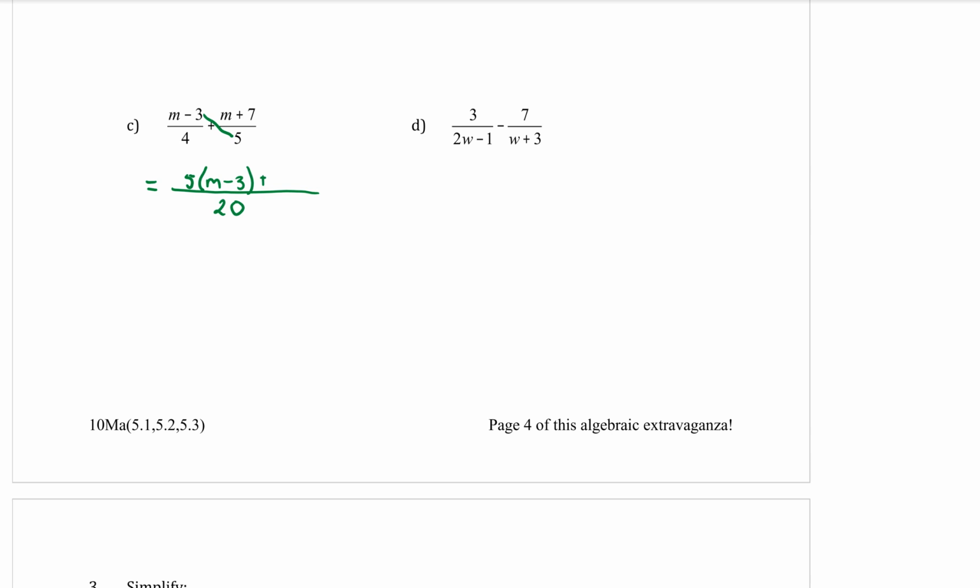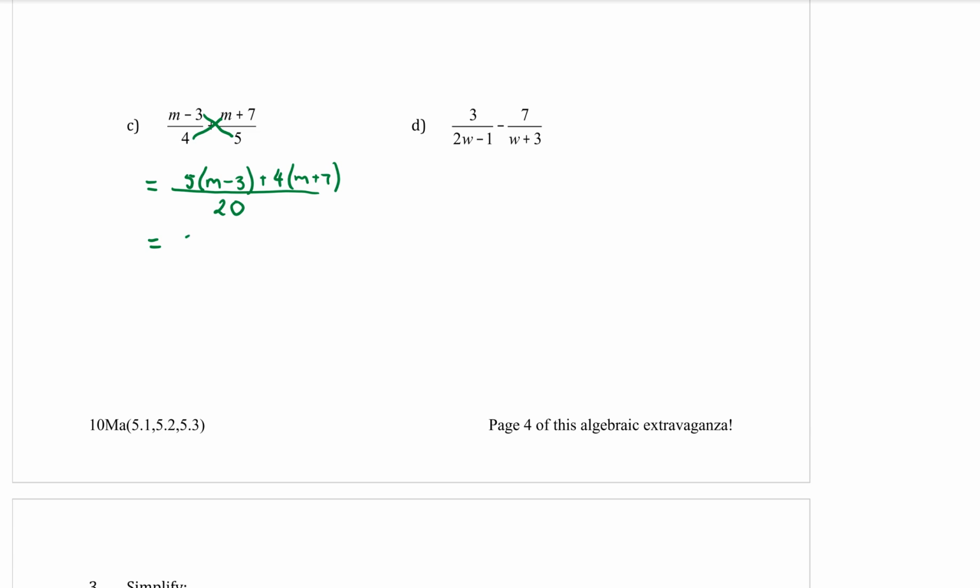Then we have the plus sign, and I multiply the other way. The 4 is going to multiply by m plus 7. Okay? I strongly suggest you always do those brackets first. Don't try and expand out straight away, because, again, that's a common mistake, especially when there's minus signs in here, like will be in the next one. So, expand the top out.